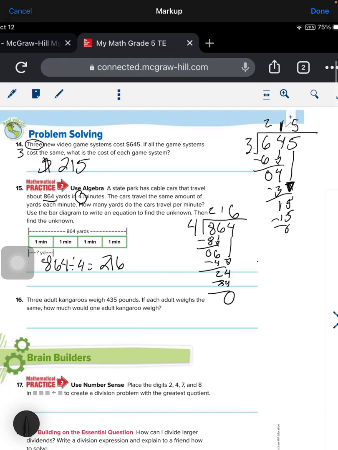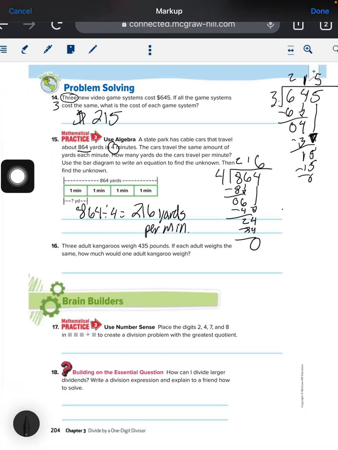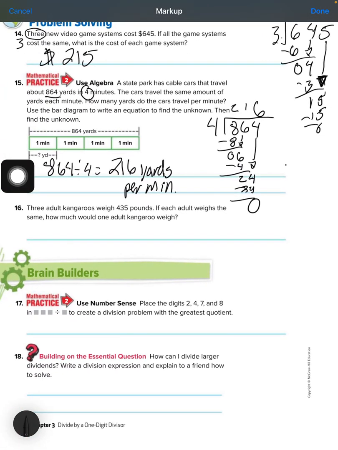What are we traveling? Yards per minute. And they want you to understand that each of these little increments is 216, 216, 216, 216. This is a bar diagram, or a picture of what this equation is. Let's move on to 16, shall we?